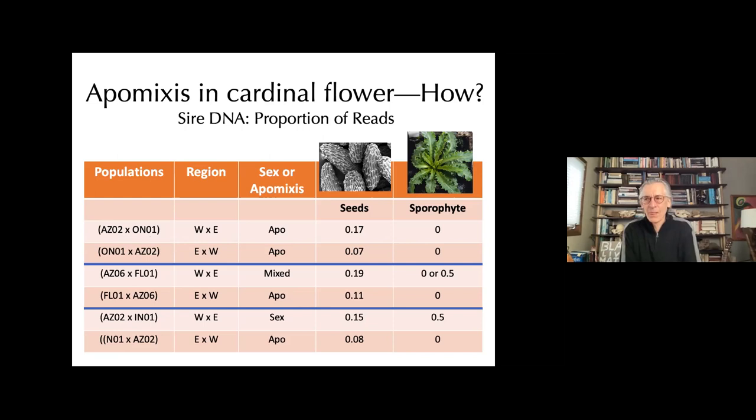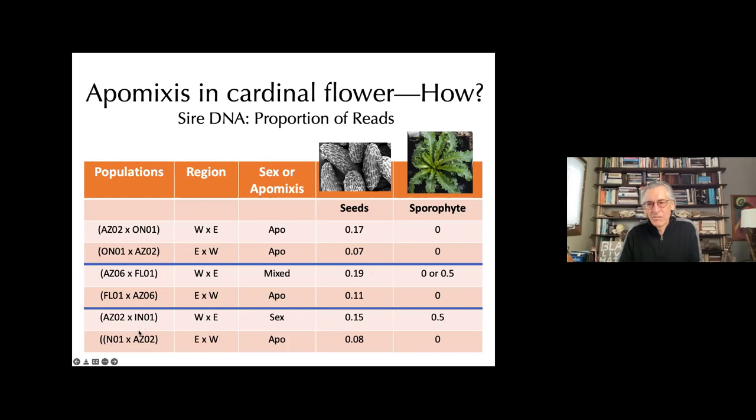17%. Similarly, in the other direction, this is an apomictic cross, no sexual offspring produced. However, 7% of the reads from the seed are from dad. Similarly, we have Florida by Arizona 6 in the fourth row, apomictic, 11% of the reads are from dad, compared to none in the next generation. This, however, is a mixed cross. So we have Arizona 6 by Florida, and when you mate them in that direction, the offspring are mixed. So each offspring either has 0% dad or half dad, but the seeds grouped together have 19% sire DNA.